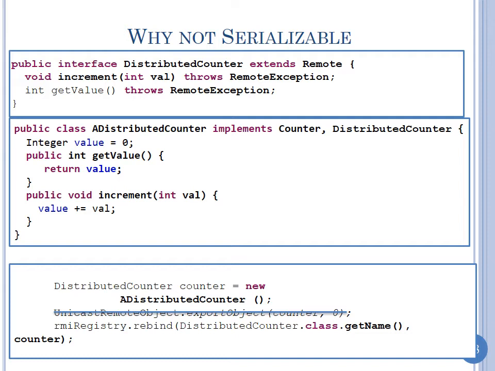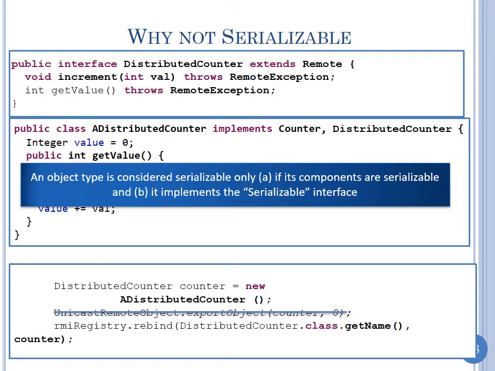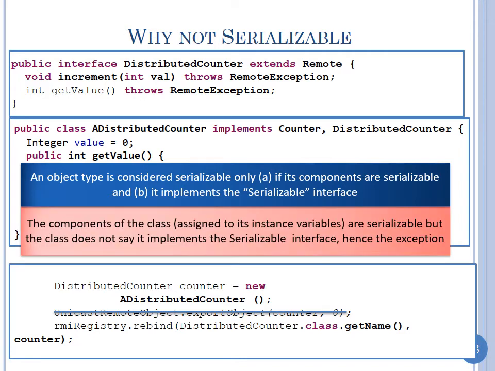So when we try to export this object, we look at DistributedCounter. A DistributedCounter has the variable value, which is of type integer. Integer happens to be serializable. So the first condition holds true, but the DistributedCounter itself does not say that it implements Serializable. So the first condition is true, the second condition is not true. That's why we got the exception.